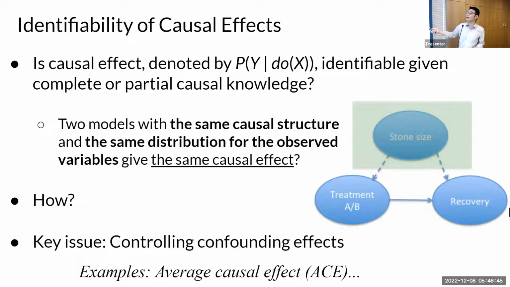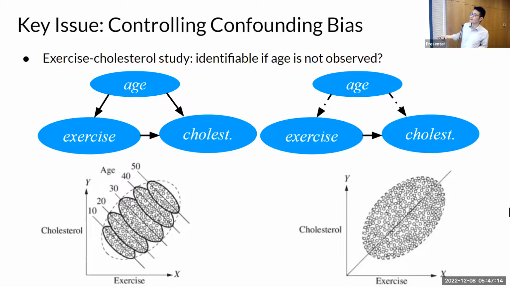So if it's identifiable, it means the following thing. I only know the causal structure, and I only know the distribution of the observed variables, right? I cannot observe those hidden variables. In that case, if you have different underlying causal models, do you always end up with the same solution? If the answer is always the same, we say the causal effect of treatment and recovery is identifiable, otherwise not. To illustrate that, let's look at this example.